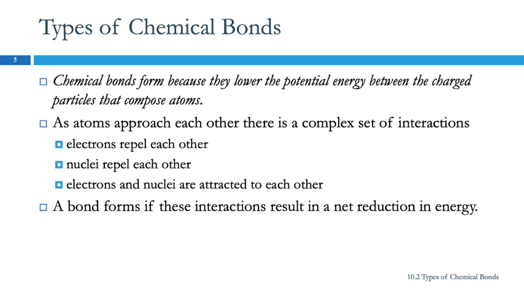If there's a lowering in potential energy, the bond will form, otherwise not. So there's a complex set of interactions. We've got electrons that are repelling each other, we've got nuclei that are repelling each other, but we've got electrons of one atom that are attracted to the nucleus of the other atom. So we've got all these things going on. And if all of these interactions together result in a net reduction in energy, a bond will form.